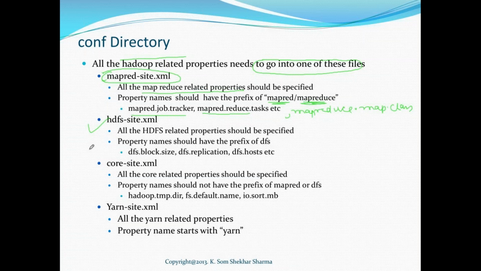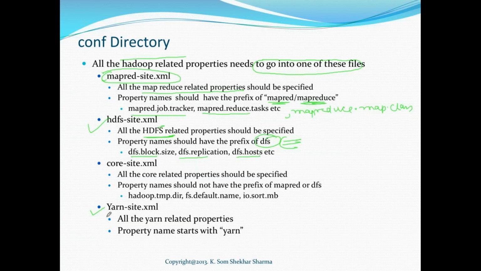Similarly, in hdfs-site.xml, all the HDFS related properties should be specified. But how do I know which property is an HDFS related property? Again, you need to see the prefix of the property, and this time the prefix is dfs. For example, dfs.block.size, dfs.replication, dfs.hosts, right? In each of these properties, you have the prefix dfs. That means it's an HDFS related property, and it has to be specified in this XML file.